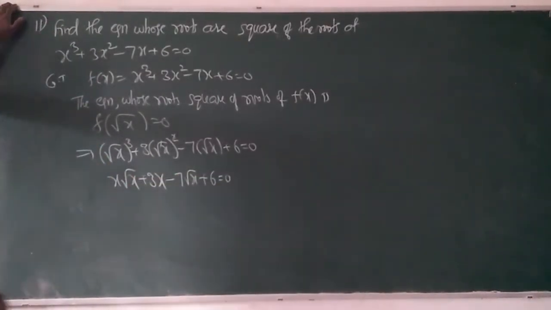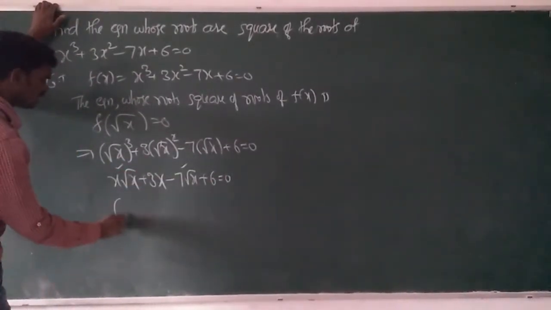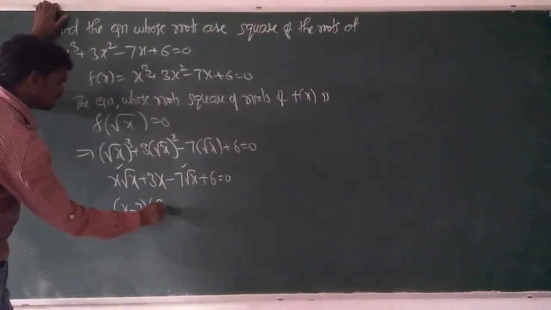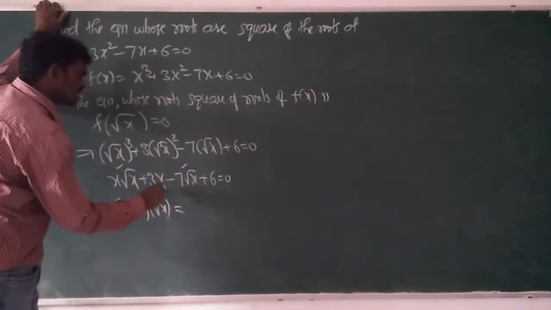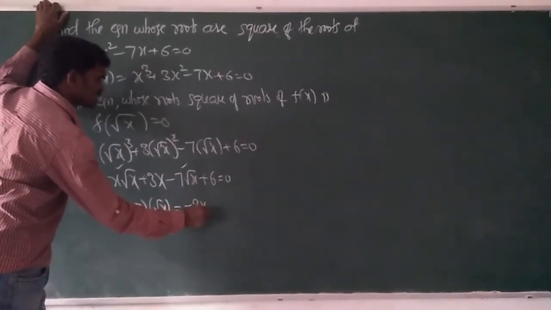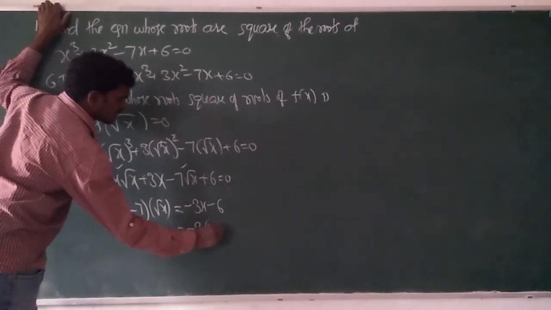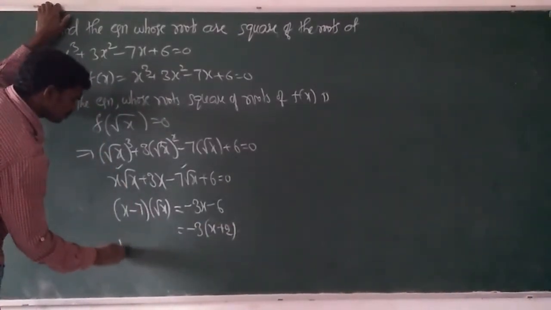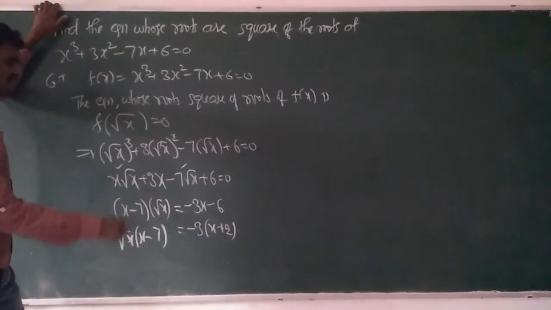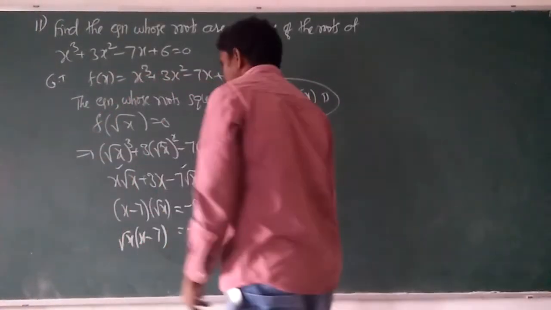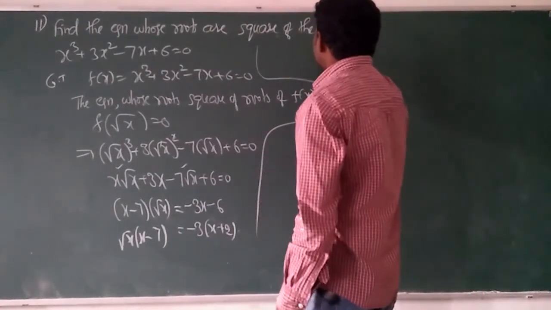It is not completed. So in this, x root x and minus 7 root x, root x is common. The remaining is x minus 7 into root x. Set the remaining terms to the right side: 3x becomes minus 3x on the right side, and plus 6 becomes minus 6. So in this, what is common? Minus 3 is common, then x plus 2 is remaining. Here we get root x into x minus 7. So to remove root x, we square on both sides. To simplify, I am doing the squaring.